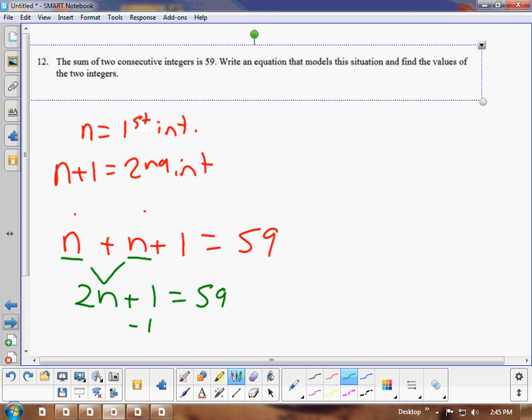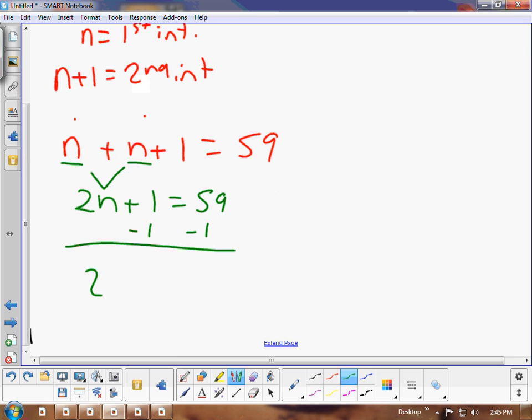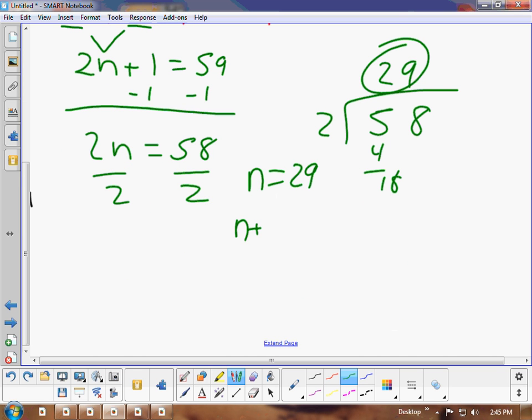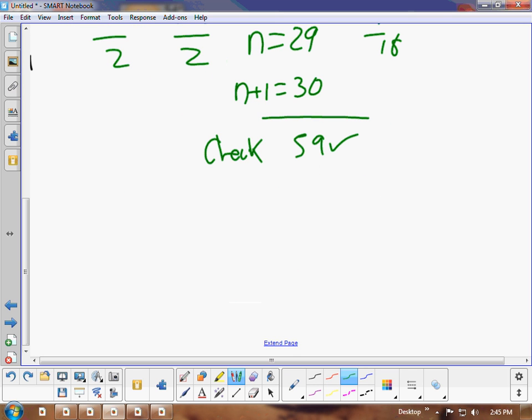Subtract 1 from each side. We're going to get 2n equals 58. Divide by 2. And 2 into 58, hopefully I can do this, it's 29. So that means n equals 29. Well, then n plus 1 would equal 30. And then the question is, does this check? Do the two add up to 59? And yes, they do. It checks. So then you would write the two numbers are 29 and 30.